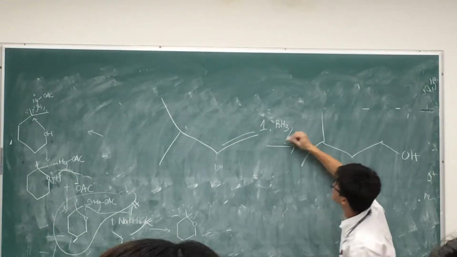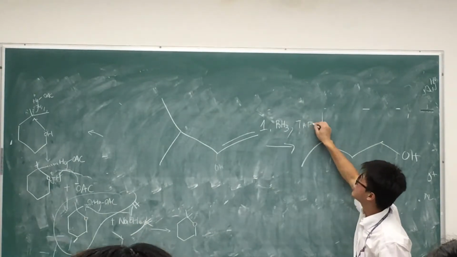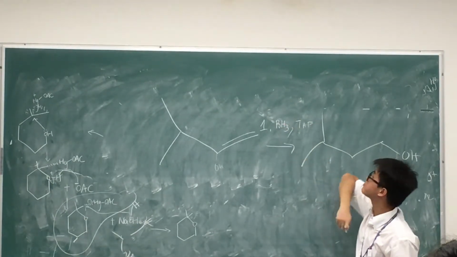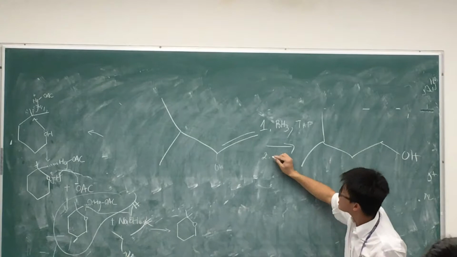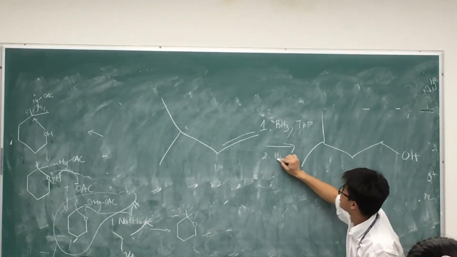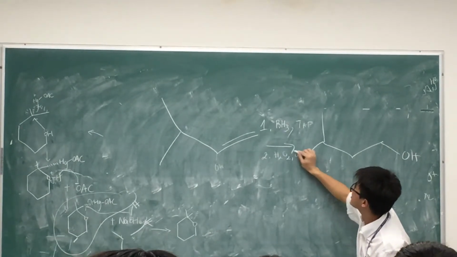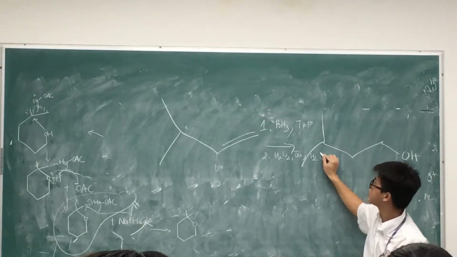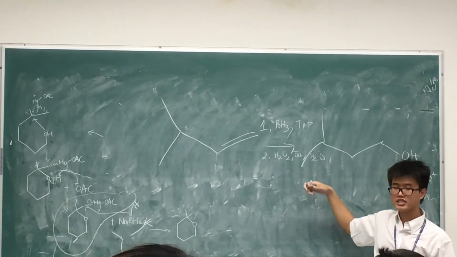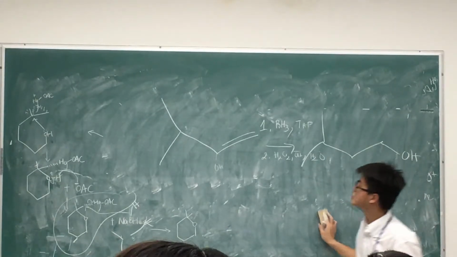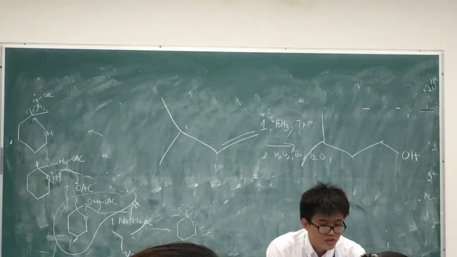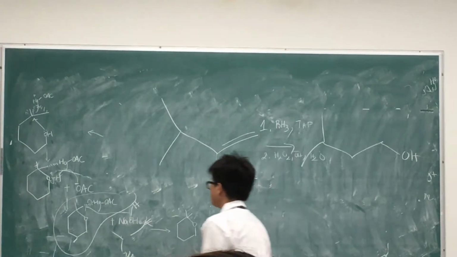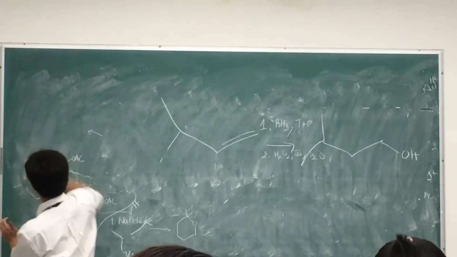So the first reagent is BH3, THF. I will talk about this one, BH3. And then the second one, you need to memorize it: H2O2, OH minus, water. So it happens in a basic reaction. So now let's talk together. Actually, I give the explanation in the handout, but I will explain it for you.